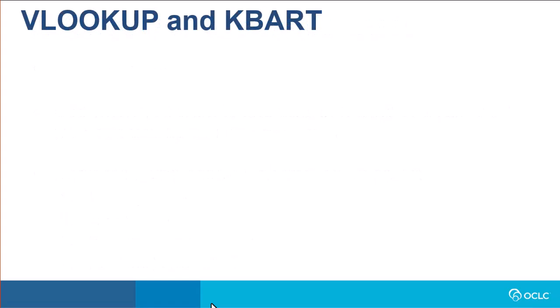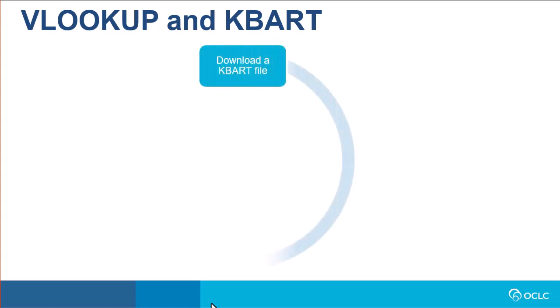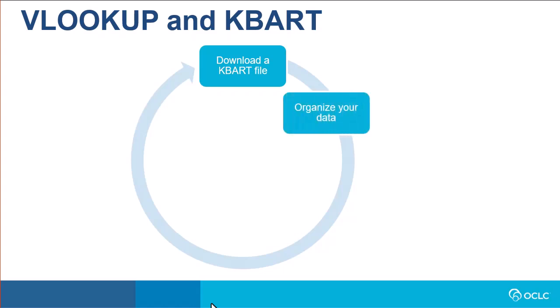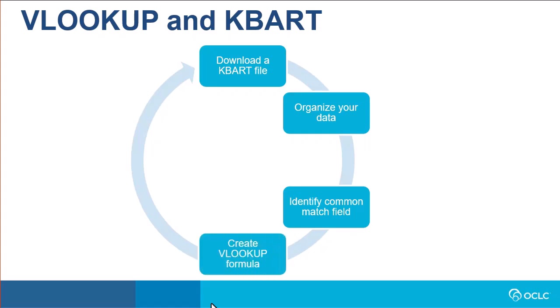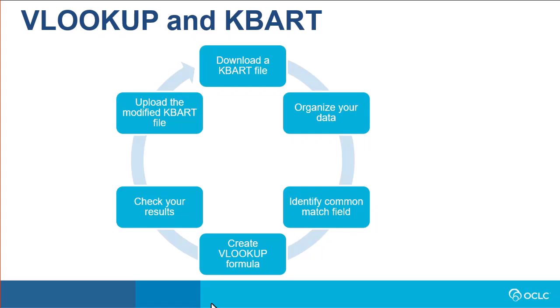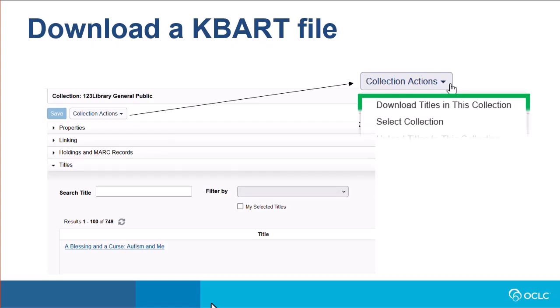To use the VLOOKUP formula, download a KBART file from WorldShare Collection Manager. Organize your data to ensure that you have all the information you need. Identify the common field to use to match your data. Create the VLOOKUP formula. Check your results, and then upload the modified KBART file to Collection Manager. In Collection Manager, download the KBART file for your desired ebook or e-journal collection.